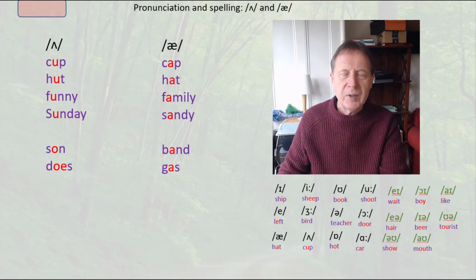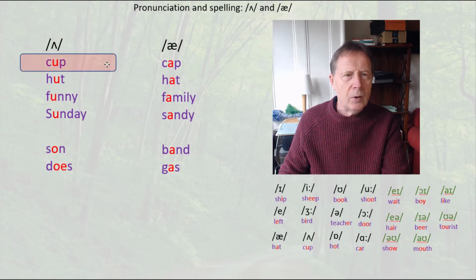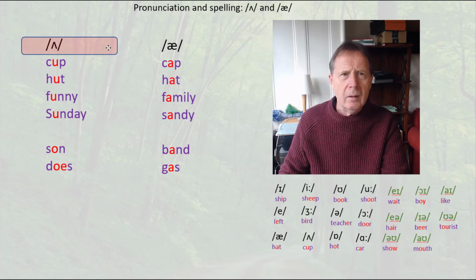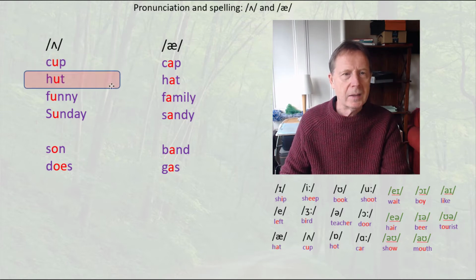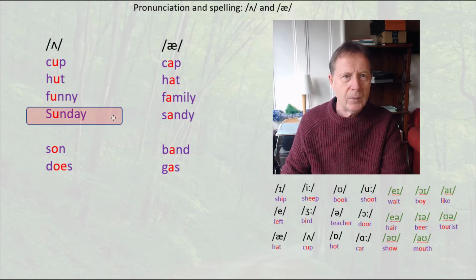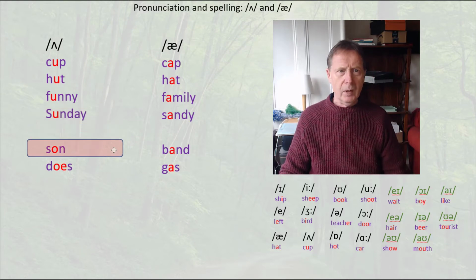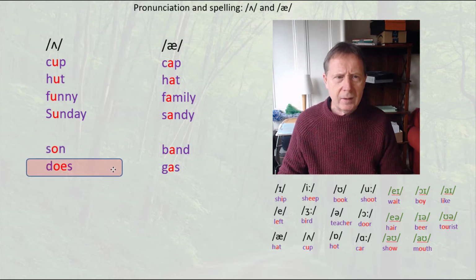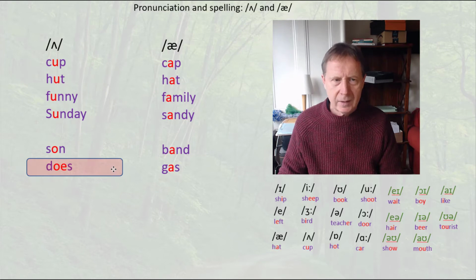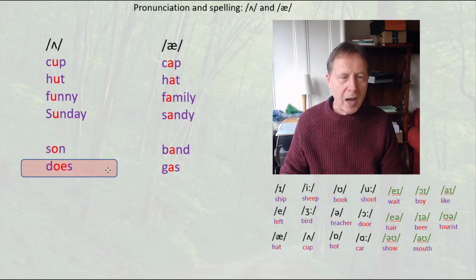So first let's look at some typical sounds and spellings. Now normally this sound ʌ, when you write, you spell it with U. For example, cut, hut, funny, Sunday. So these are words with the most common spelling of this sound. And of course there are irregular ones. For example, sun, S-O-N, and then does, O-E is the spelling in this case. So there you have cup, hut, funny, Sunday, sun, and does.